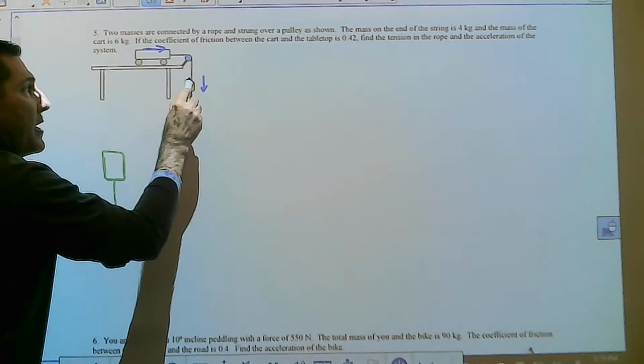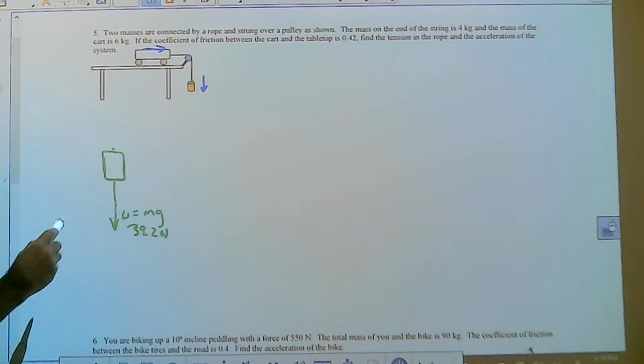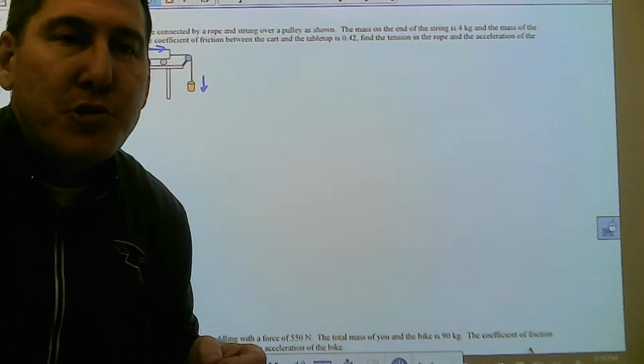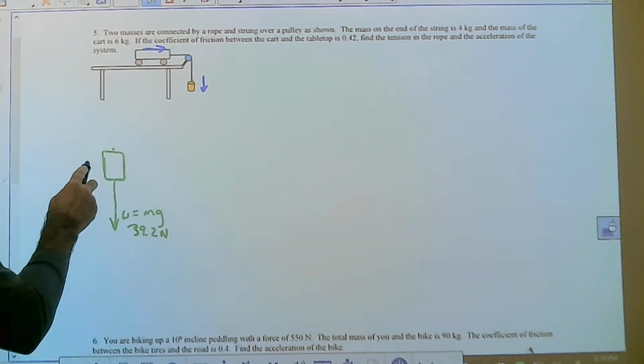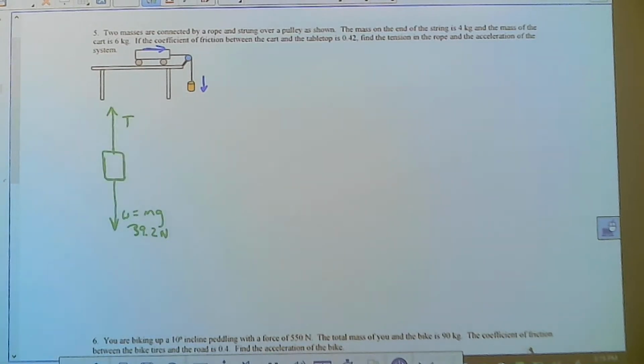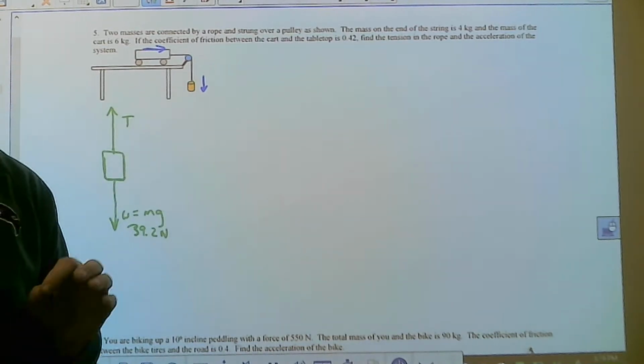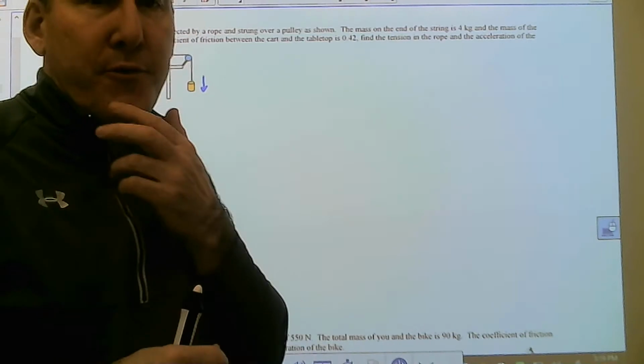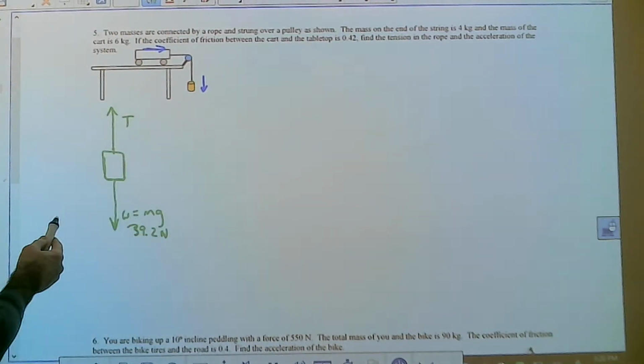But there is a string on the top side. Remember that ropes and strings can only pull. And the force in a string or rope we call the tension. That free body diagram looks just like the ones for number 4, because it is just like the ones for number 4.